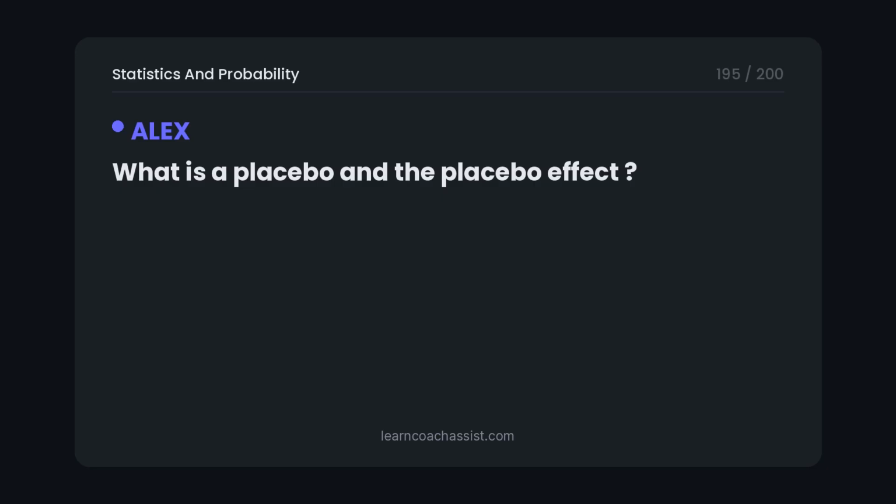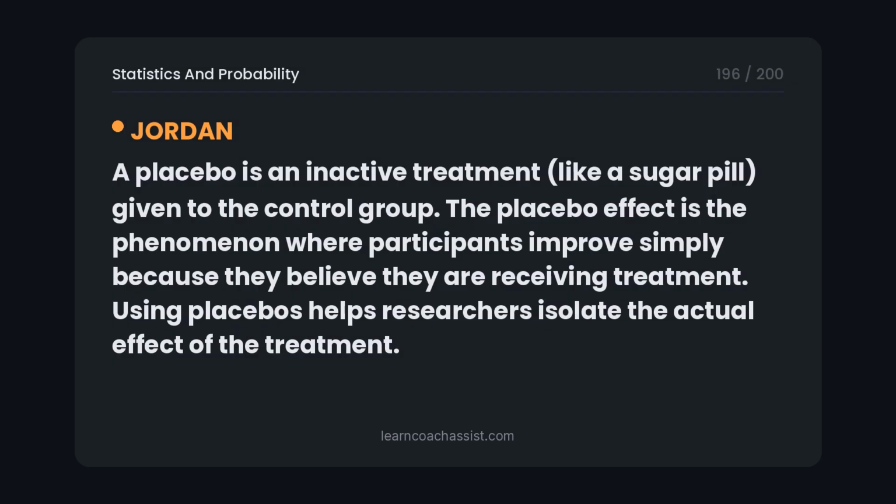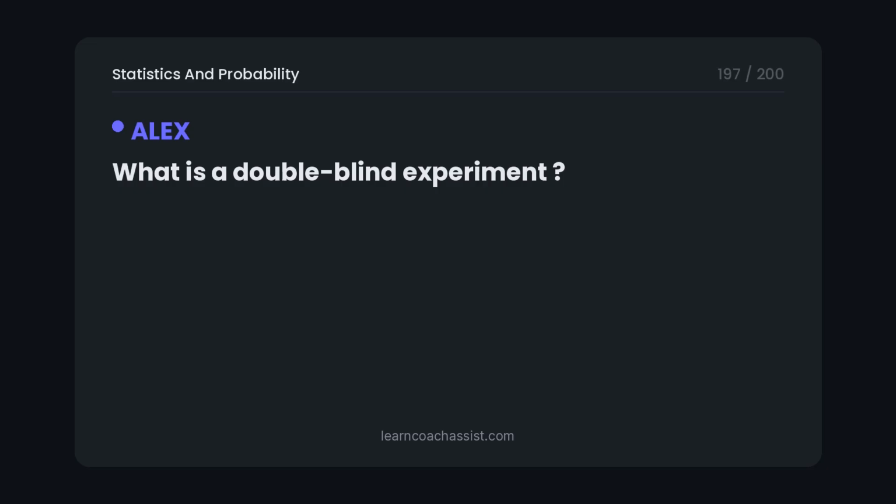What is a placebo and the placebo effect? A placebo is an inactive treatment, like a sugar pill, given to the control group. The placebo effect is the phenomenon where participants improve simply because they believe they are receiving treatment. Using placebos helps researchers isolate the actual effect of the treatment.